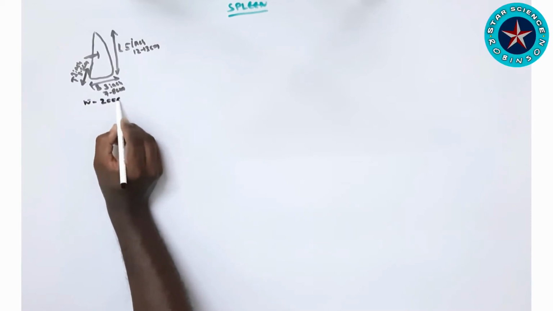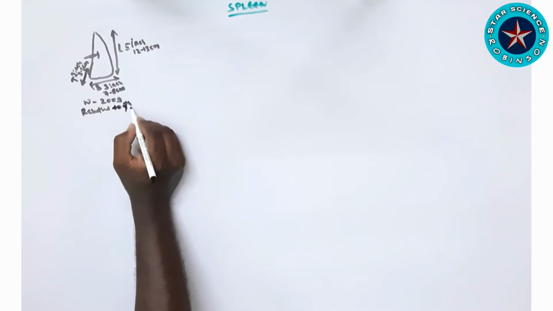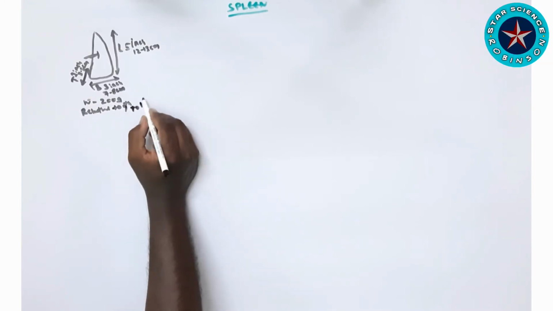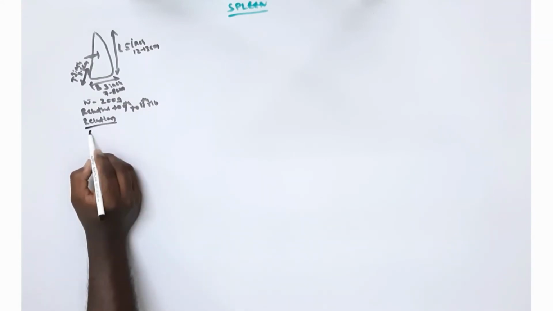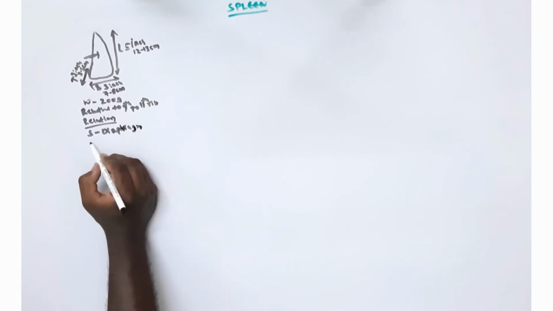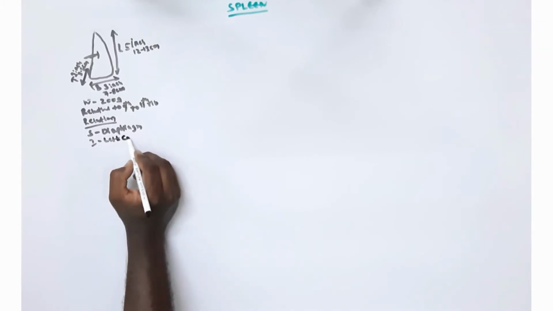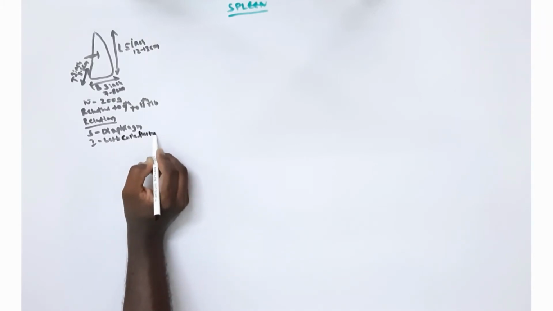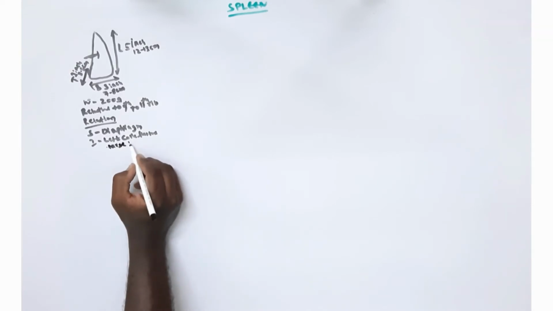Now we'll see the weight of the spleen. The weight of the spleen is around 200 grams, and it is related to the 9th to 11th rib. So we'll see the relations of our spleen. Superiorly it is the diaphragm, and inferiorly it is the left colic flexure of the large intestine. Anteriorly the fundus of the stomach, and medially the pancreas and left kidney.